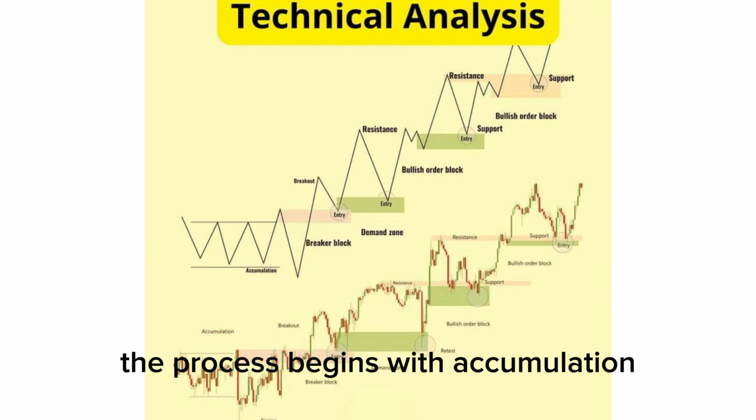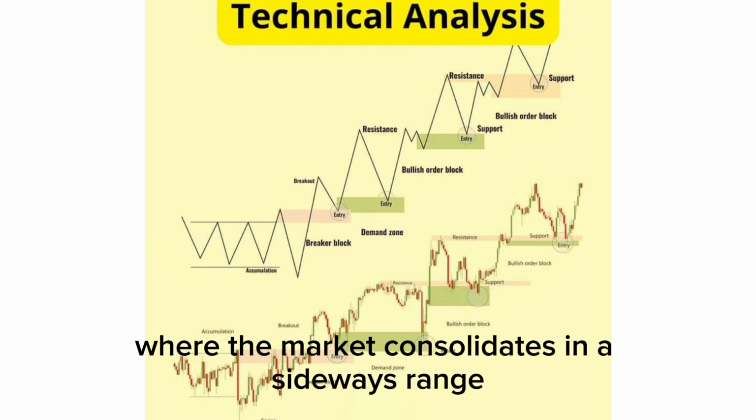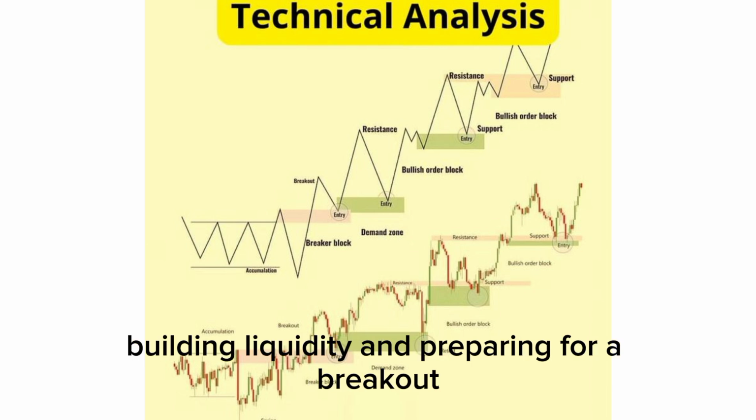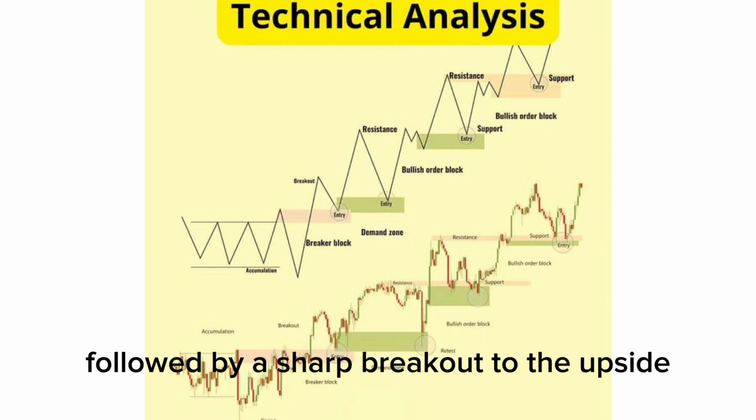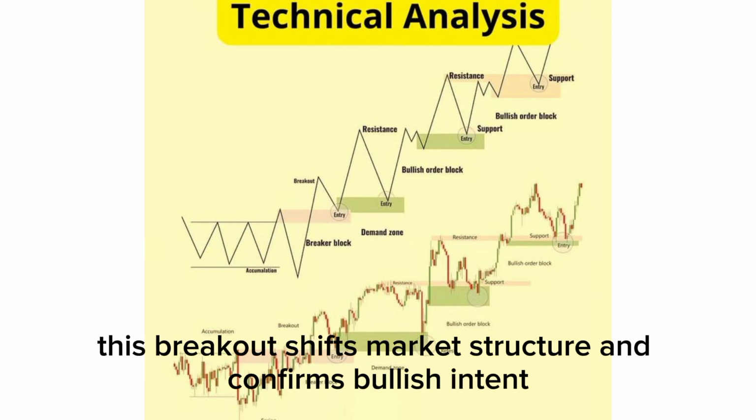The process begins with accumulation, where the market consolidates in a sideways range, building liquidity and preparing for a breakout. After this phase, price creates a spring or false move downward to trap sellers, followed by a sharp breakout to the upside. This breakout shifts market structure and confirms bullish intent.